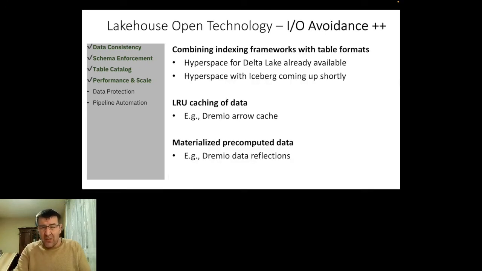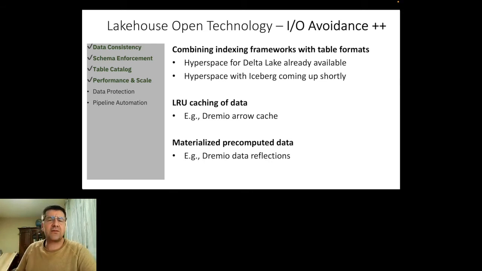Okay, so I/O avoidance is good. So what's next here? One thing is obviously that these indexing frameworks need to somewhat combine with the other goodness that we saw before, which are these table formats. Hyperspace is already good, progressing well here. It's already available for Delta Lake support, and Iceberg is presumably coming up very shortly.